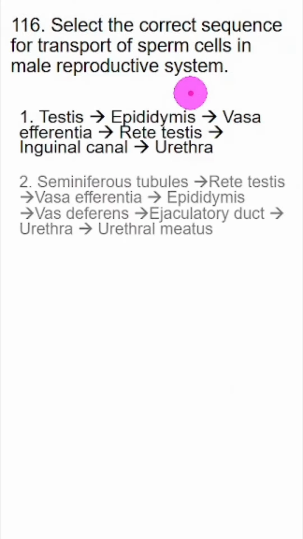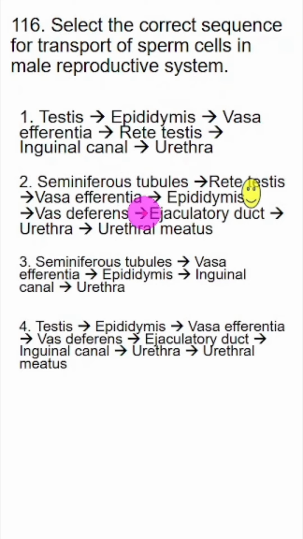We'll continue from here. Select the correct sequence for transport of sperm cells in the male reproductive system. Option 2 is the answer.